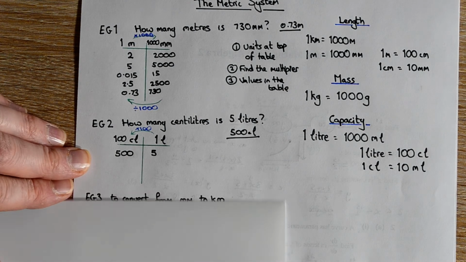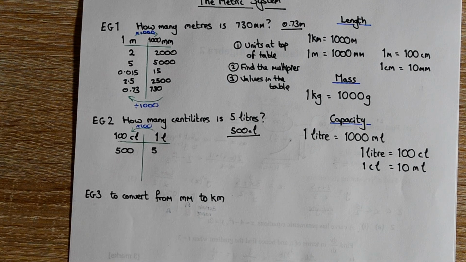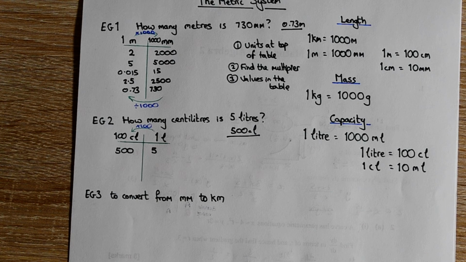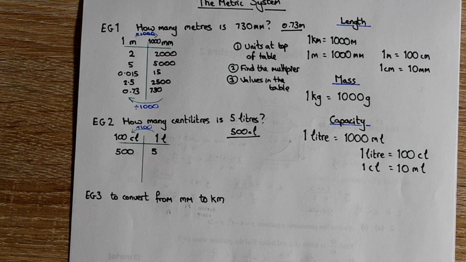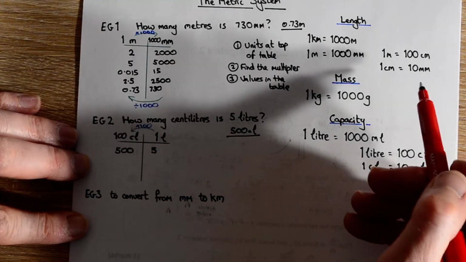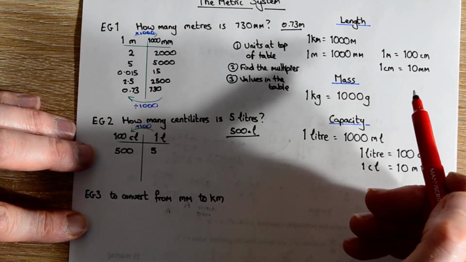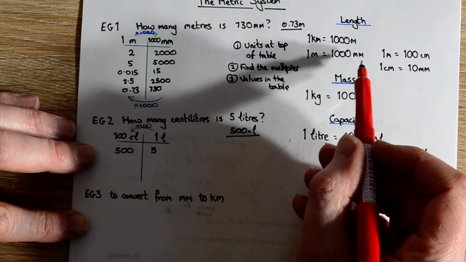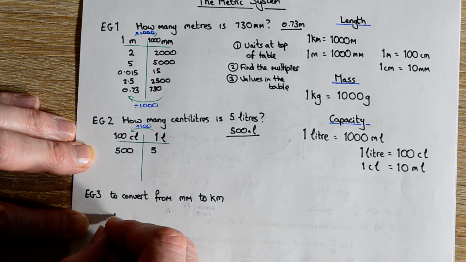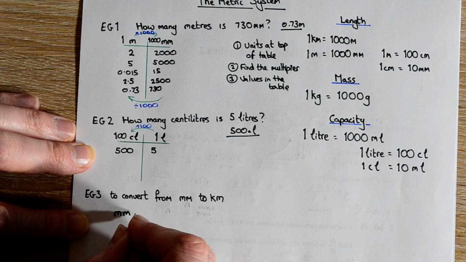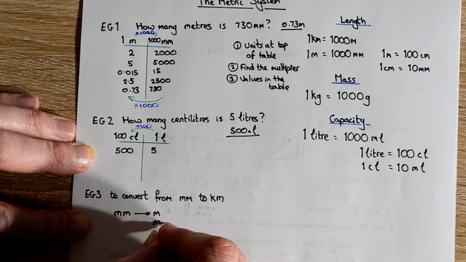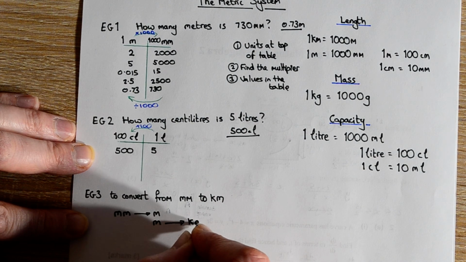Finish off with, last question is, what about converting from something like millimetres to kilometres? It's a little bit trickier because we don't have a conversion written down for us direct from millimetres to kilometres. So on this one, what we do have is millimetres to metres and then metres to kilometres. So we can use our tables in the usual way to convert to metres and then to convert from metres into kilometres.